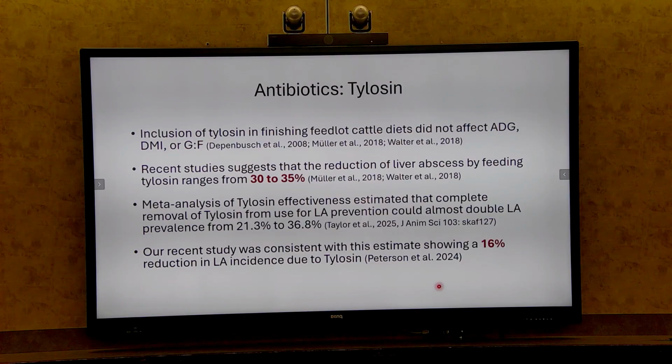So these are just some of the numbers of how effective tylosin actually is. Doesn't affect gain or intake. It does reduce liver abscess by approximately 30%. A larger meta-analysis, again by this Taylor et al., found that if tylosin is taken out of the diet, then liver abscess prevalence could go from what they found in that study of approximately 21% on average to almost double.